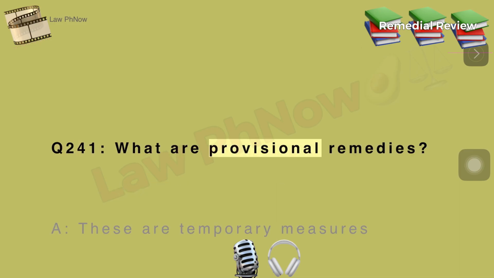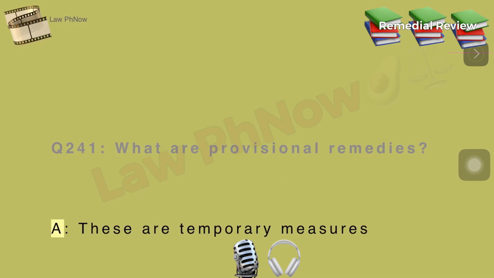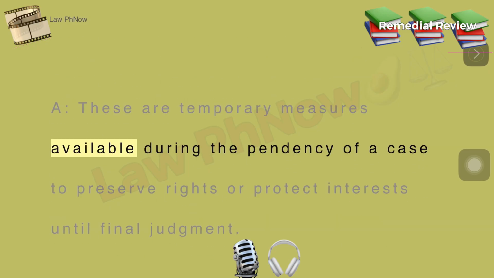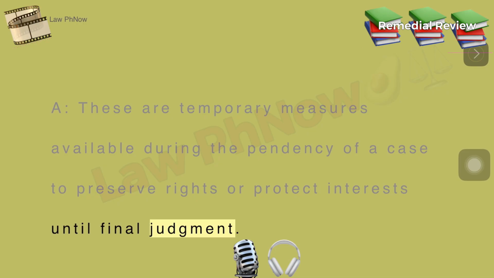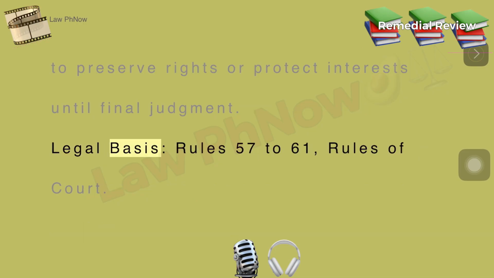Q241. What are provisional remedies? A. These are temporary measures available during the pendency of a case to preserve rights or protect interests until final judgment. Legal basis, Rules 57 to 61, Rules of Court.